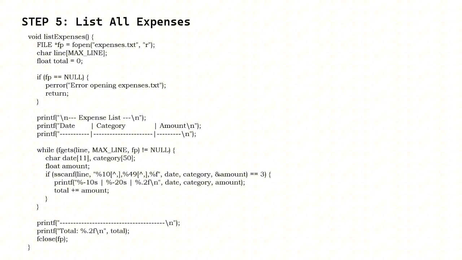Step 5. List all expenses. This function opens expenses.txt in read mode. It reads each line, parses the date, category, and amount using scanf, and then displays them on the console. It also calculates and prints the total amount of all expenses.